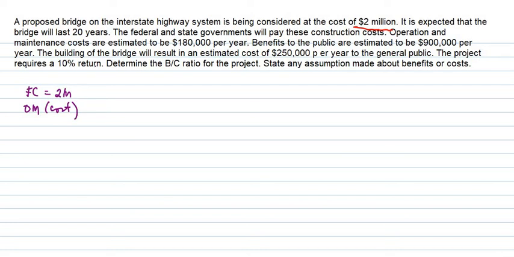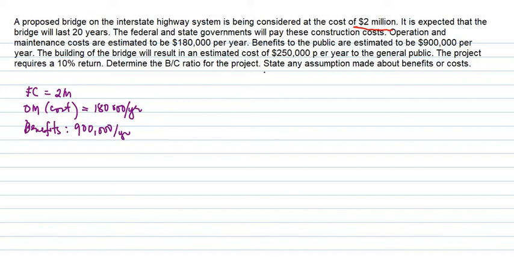Okay, operation and maintenance cost, which is equivalent to 180,000 per year. Then the benefits to the public are estimated to be 900,000 per year. So benefits, 900,000 per year.